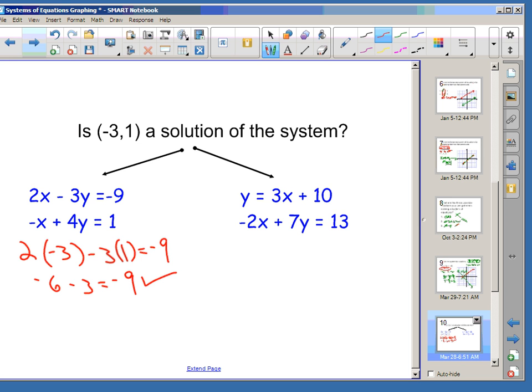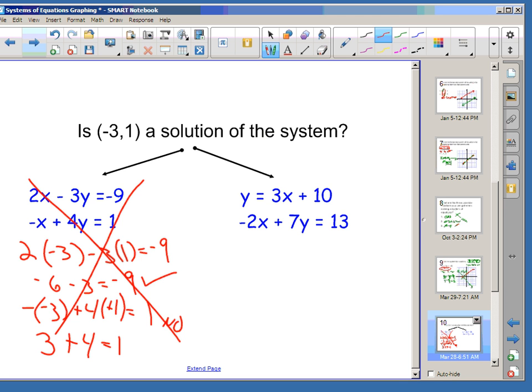But now I have to check it in the second one. Negative 3 plus 4 times positive 1. Does that equal 1? Well, negative 3 is actually positive 3. So does 3 plus 4 equal 1? No. So no, it's not a solution to the system.